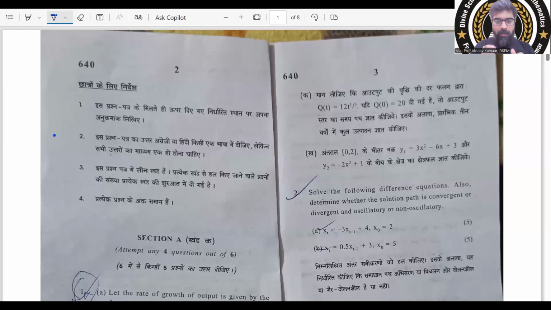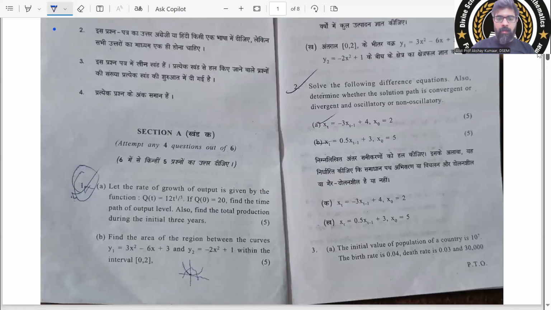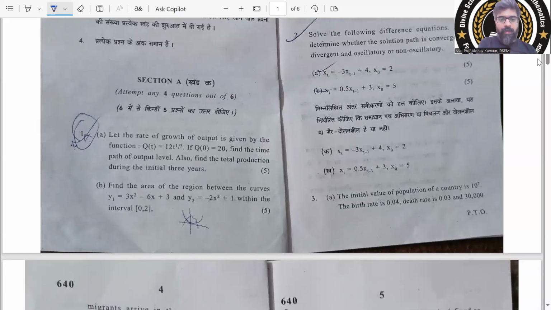Now, in this lecture, I'm going to start with the discussion of problems from section A. So first of all, I hope all students can see section A on your screens. If you look at the format of section A, there are 6 questions, out of which we need to only attempt 4. But I will be solving all problems from this section. So I'm going to start with problem 1. Let's quickly start.